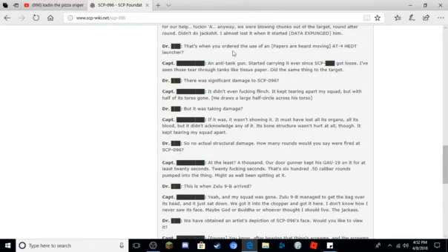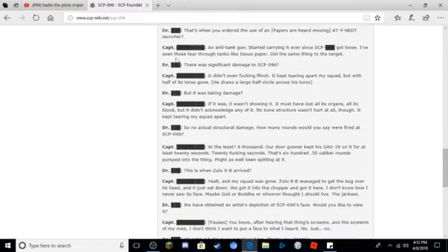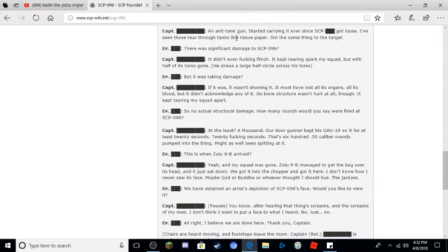that's when you ordered the use of an AT-4 launcher, an anti-tank gun. Started carrying it ever since SCP got loose. I've seen those tier 3 tanks.